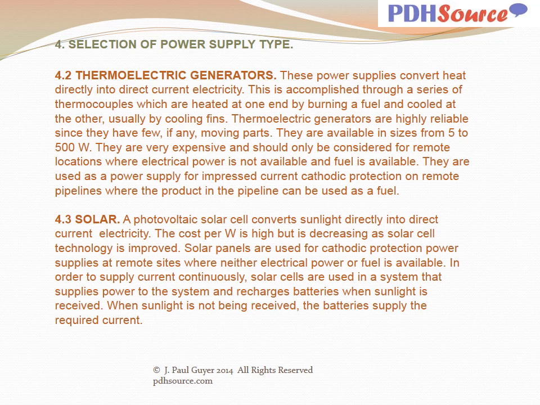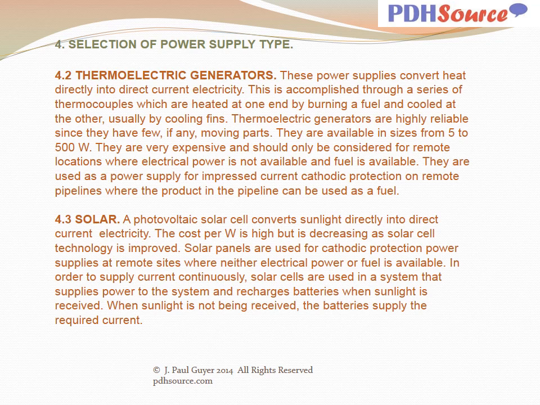With regard to solar power supplies, a photovoltaic solar cell converts sunlight directly into direct current electricity. The cost per watt is high but is decreasing as solar cell technology is improved. Solar panels are used for cathodic protection power supplies at remote sites where neither electrical power nor fuel is available.